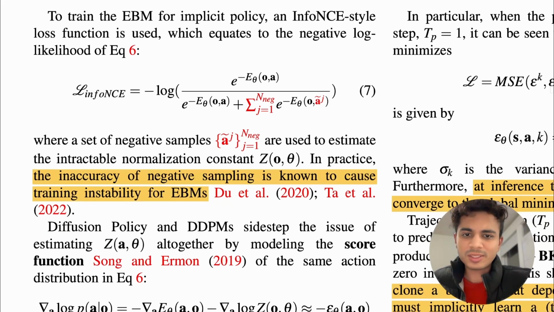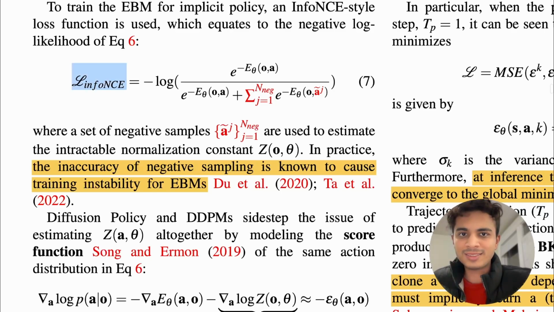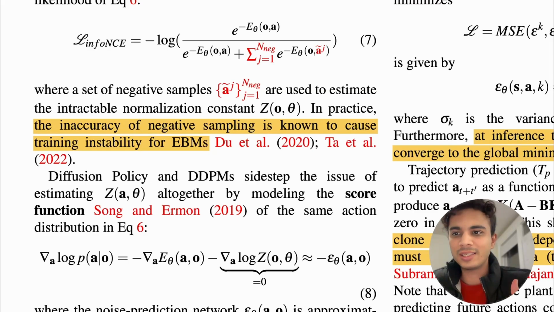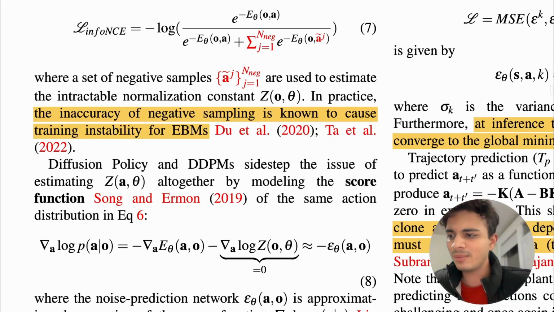There is this InfoNCE style loss function that is used in EBM, which you can read through over here. It's just basically a negative log likelihood. So I think we have already learned that in deep learning. So it's not extremely new. It's not counterintuitive. We know about this. Now in practice, the inaccuracy of negative sampling is known to cause this training instability in EBMs.